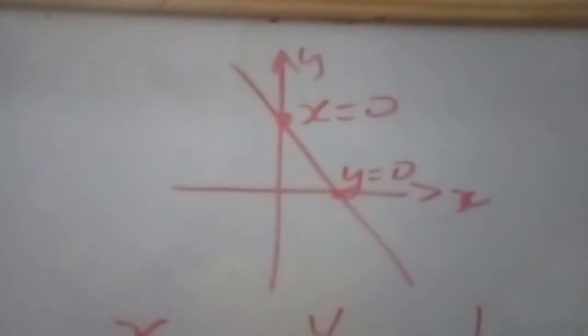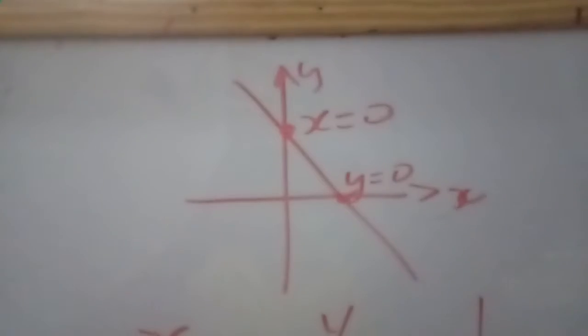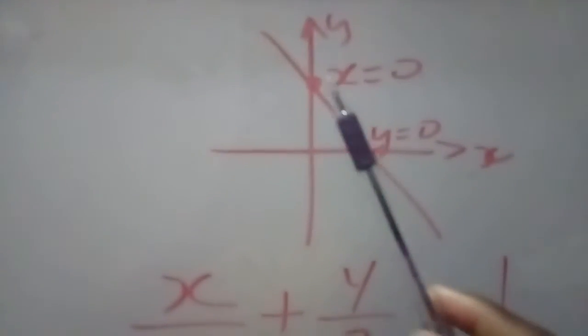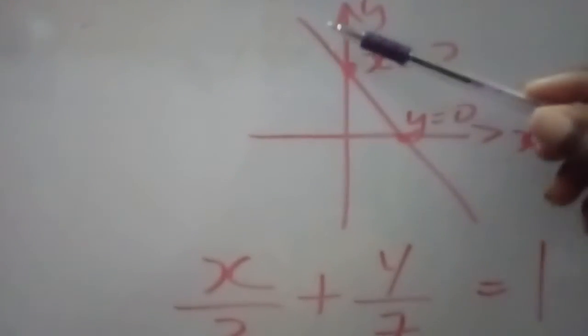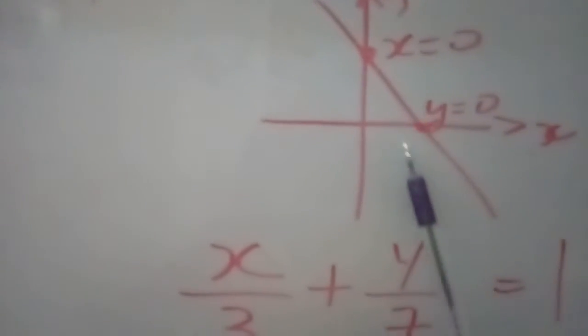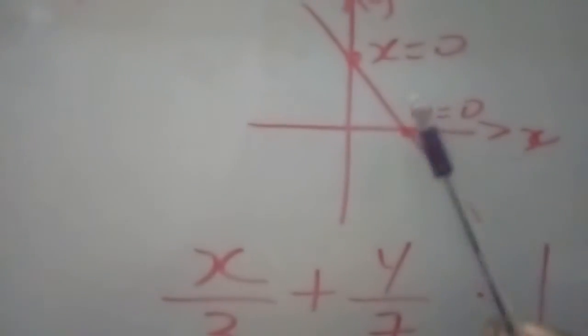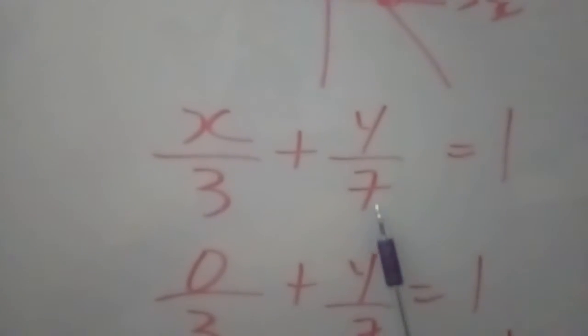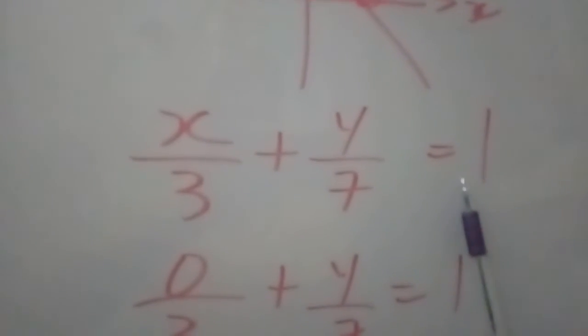Okay, so here we are. Supposing we have this line here, wherever the line cuts the y-axis, my x is equal to 0. And wherever it cuts the x-axis, my y is equal to 0. So with this information, we are going to say that x over 3 plus y over 7 is equal to 1. Wherever we have x, we put a 0.